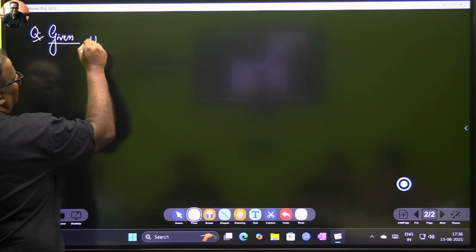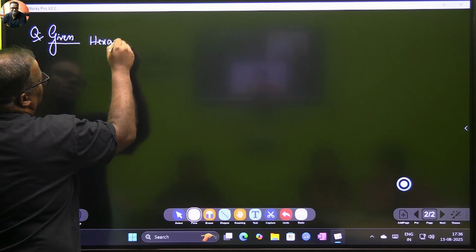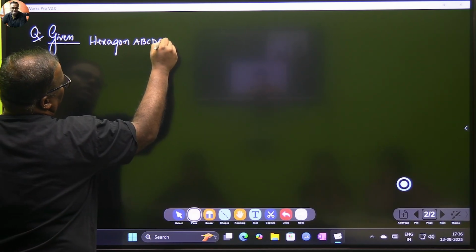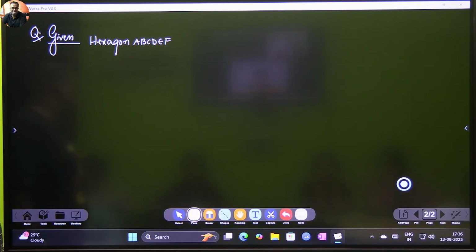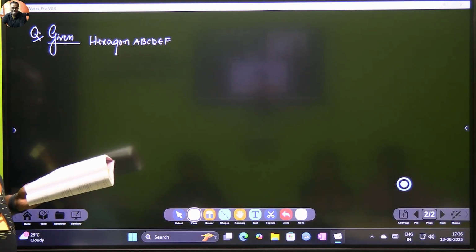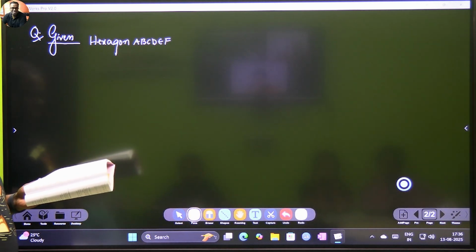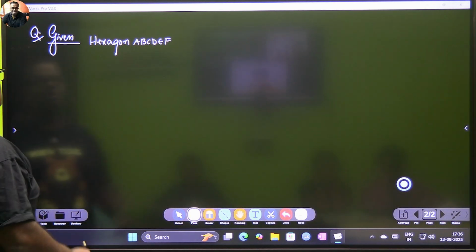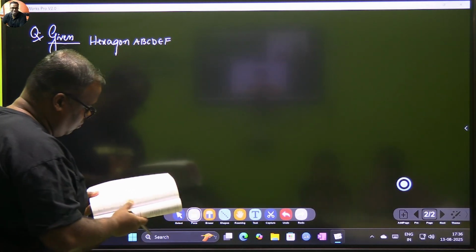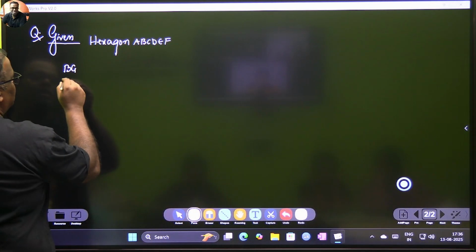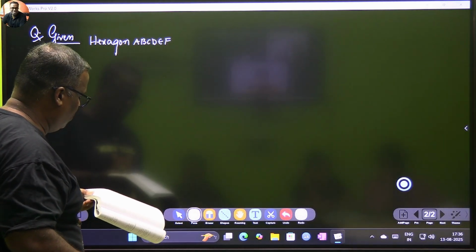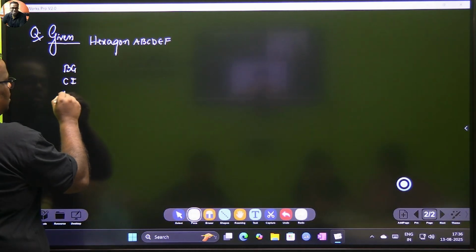Given is a hexagon, and the hexagon is named, say, ABCDEF. Why ABCDEF? Because 6 sides, so obviously 6 letters of the English alphabet have to be used. In which they are saying each one, like BG, then we have got CI. I will not look at the figure, I'll make the figure on my own. Then it says EJ.